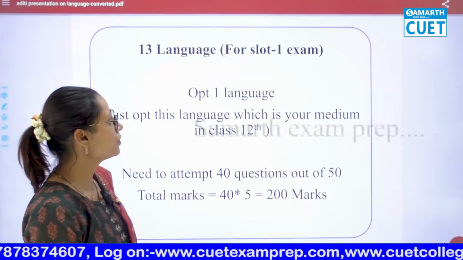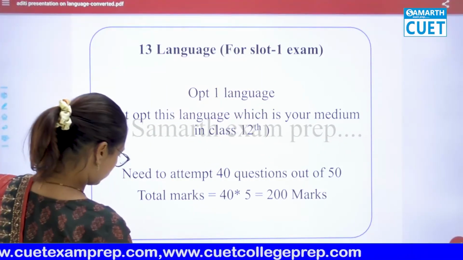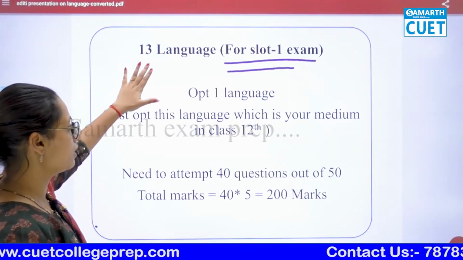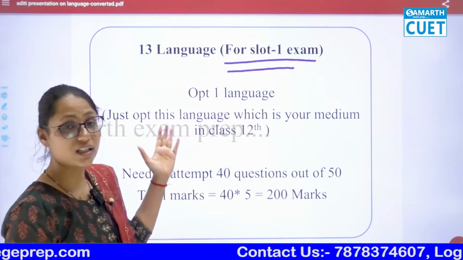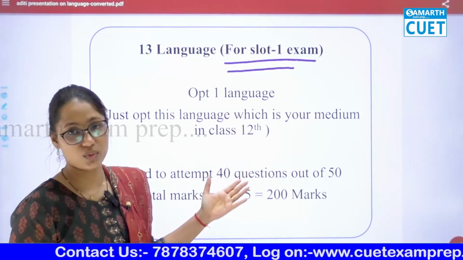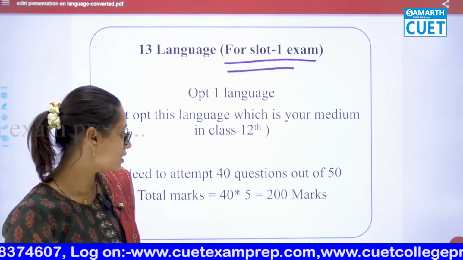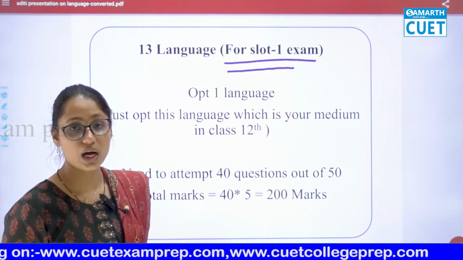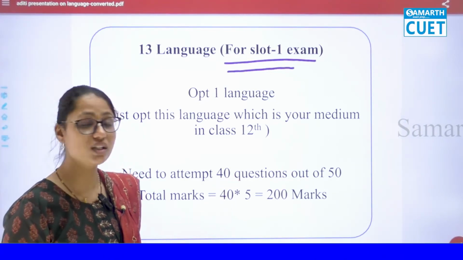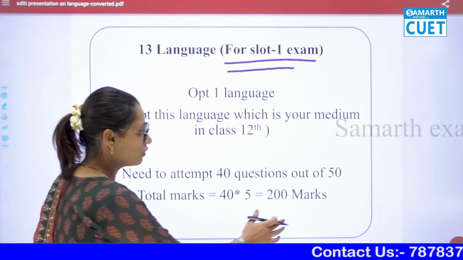Out of 13, let's focus on slot 1. There are 13 languages, and as I've already told you, just opt for the language which was your medium in class 12th. There will be 50 questions, like we have already discussed, and out of those 50 questions, you are required to attempt 40 questions. Each question will be of 5 marks and the complete paper will be of 200 marks.